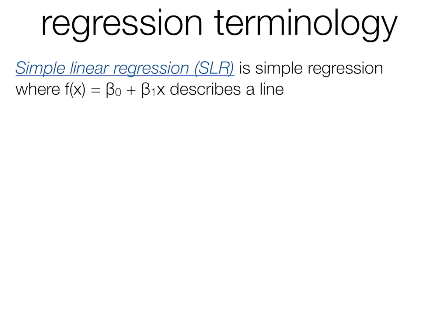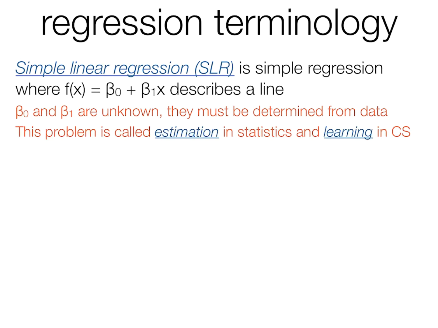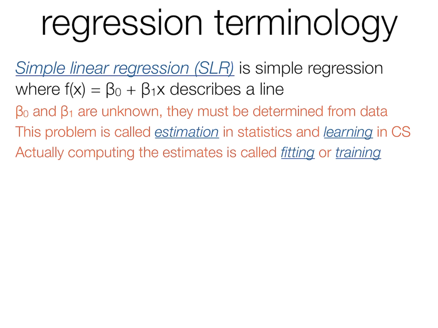Simple linear regression, or SLR, is a simple regression model where f of x, the relationship between x and y, is described by a line. Beta naught and beta 1 are unknown, those are the parameters, and they must be determined from the data itself. This problem is called estimation in statistics, and in machine learning it's called learning. When you're actually ready to compute the estimates, so not thinking about how you're going to compute them from a theoretical perspective, but when you're actually ready to compute them, we call that process fitting, or in machine learning, training.